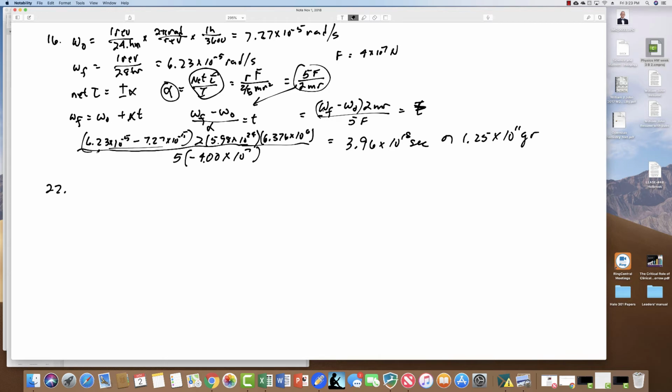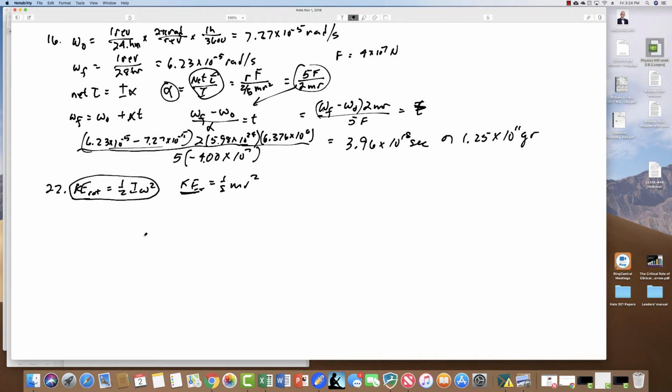22. Now we're going to talk about rotational kinetic energy and translational kinetic energy. So rotational kinetic energy is equal to 1/2 I omega squared, and translational kinetic energy is equal to 1/2 mv squared. So we need to keep that straight as we do these kinds of problems.